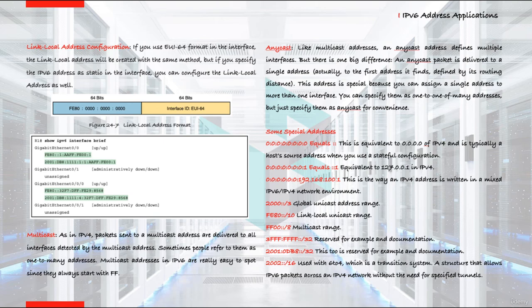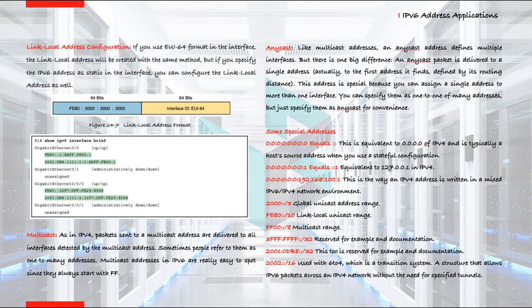This is how you can write the spelling here on a network that uses both IPv4 and IPv6. In the global unicast address range, 2000::/3. In the link local unicast address range, FE80::/10. In the multicast address range, FF00::/8.